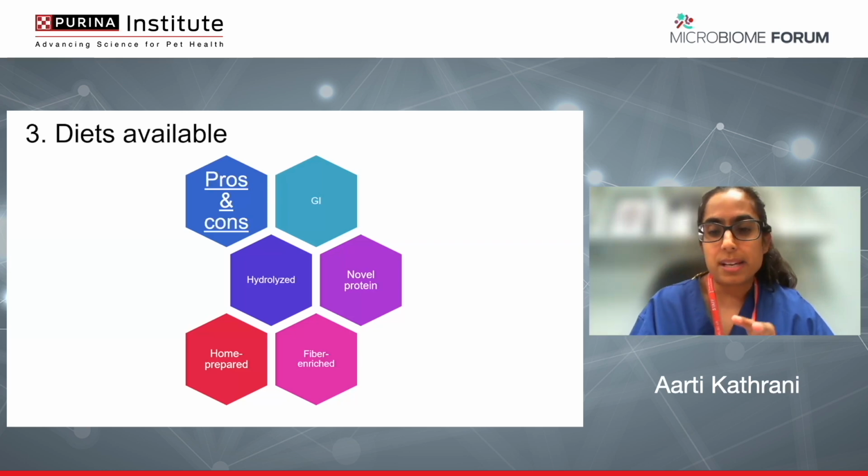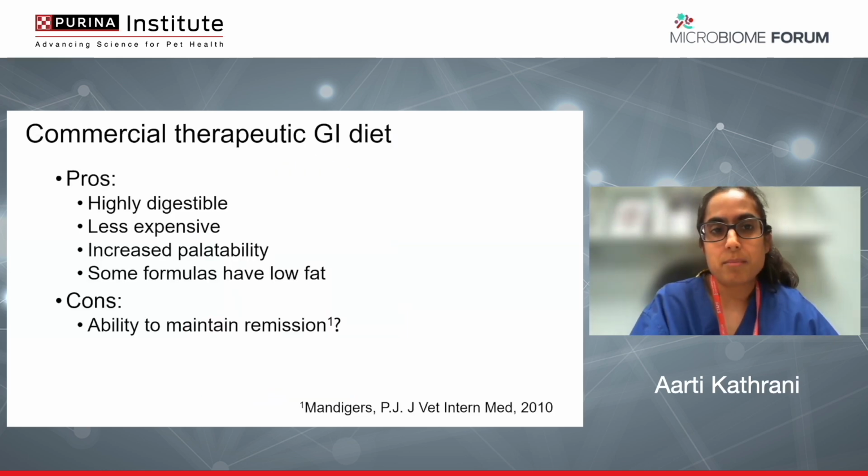So I'm just really quickly going to run through the pros and cons of the different categories for chronic enteropathy, just to make sure we're all on the same page. So the big categories we use are the gastrointestinal diets, hydrolyzed protein, novel protein, home prepared, and then fiber enriched. So let's start with commercial therapeutic gastrointestinal diets.